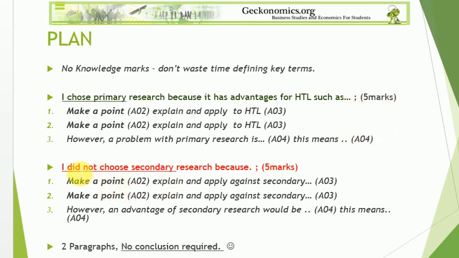Your second paragraph, I did not choose secondary research because, similar structure: make a point, elaborate, make another point, elaborate and apply to HTL. And for AO4, however, an advantage of secondary research would be that it's quick and easy. This means that, and that will get you some AO4. So 2 chunky paragraphs will get you 10 marks, hopefully.